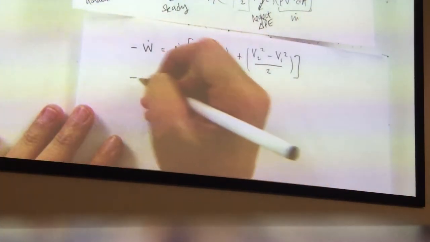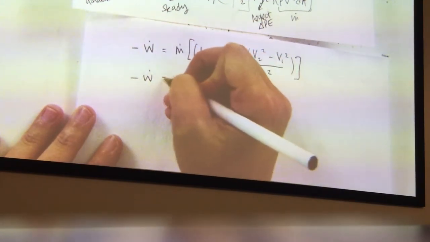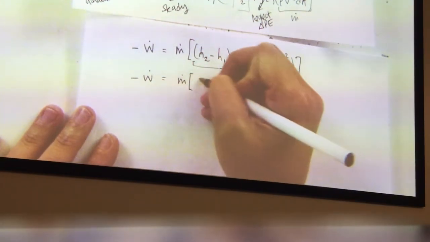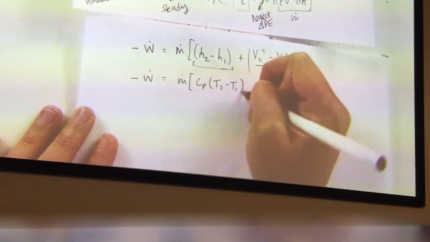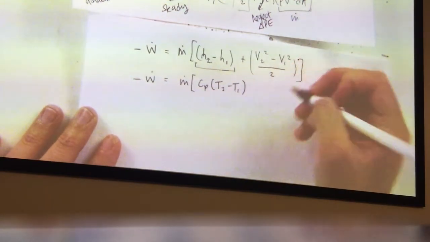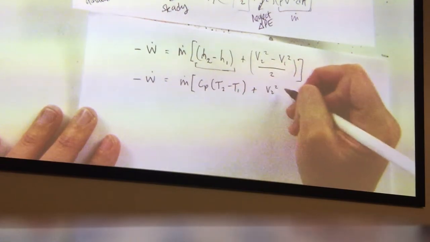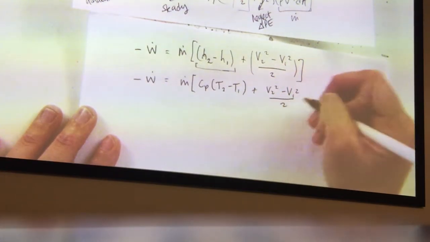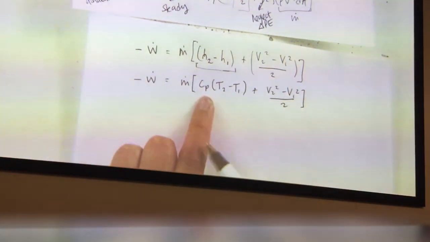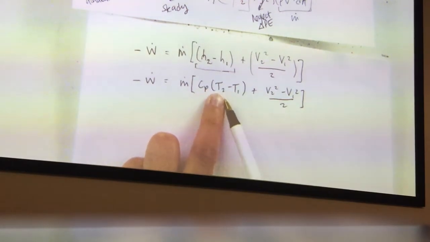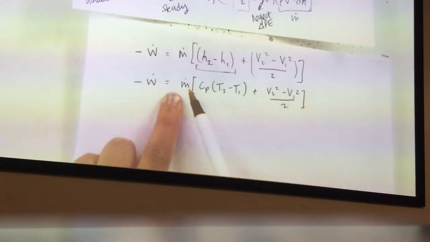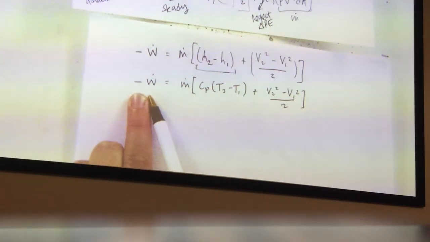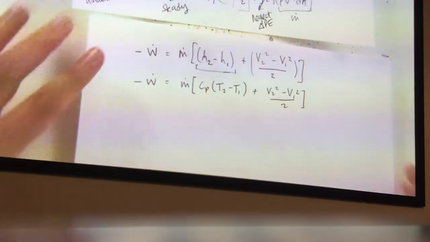So if we write that, we get the mass flow rate times Cp times T2 minus T1, plus the V2 squared minus V1 squared over 2. We are given Cp, we also have temperature 2 and temperature 1. We calculated V2 and V1 earlier in the problem, and we have the mass flow rate. So basically we have everything to find the work.